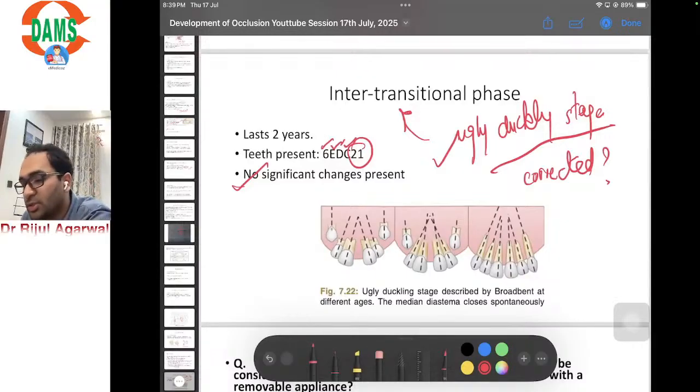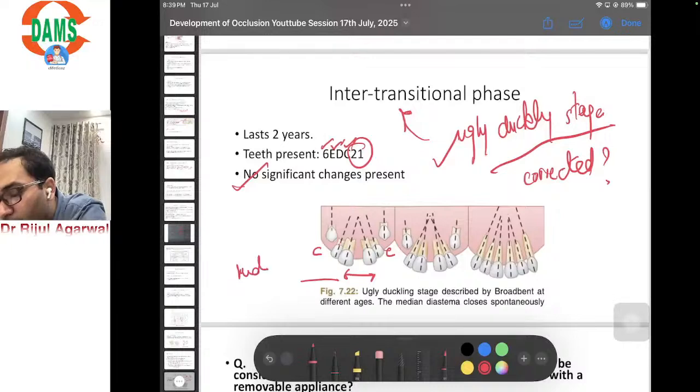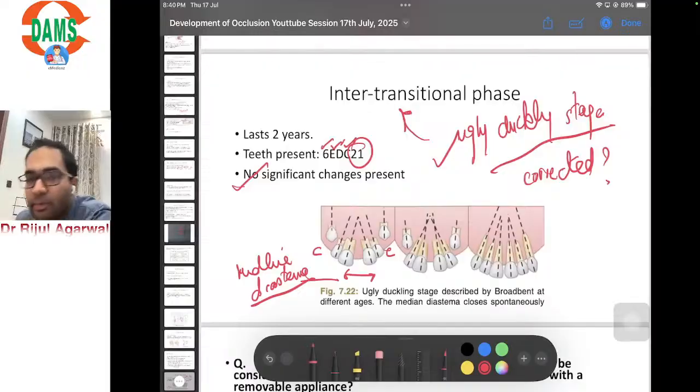What happens, students, is that at this stage the deciduous canines are present and the permanent canines are coming. When the permanent canines come, they tend to impinge on the roots of the lateral incisors, and the incisors tend to flare off like this. So there is presence of midline diastema between the incisors. It is seen as a feature of an ugly duckling, so it looks ugly. That's why this term ugly duckling was given.